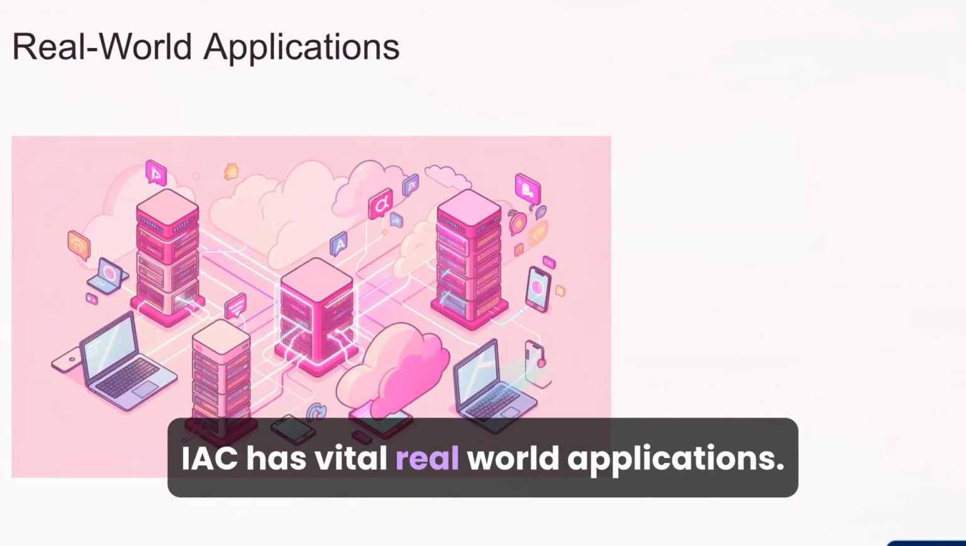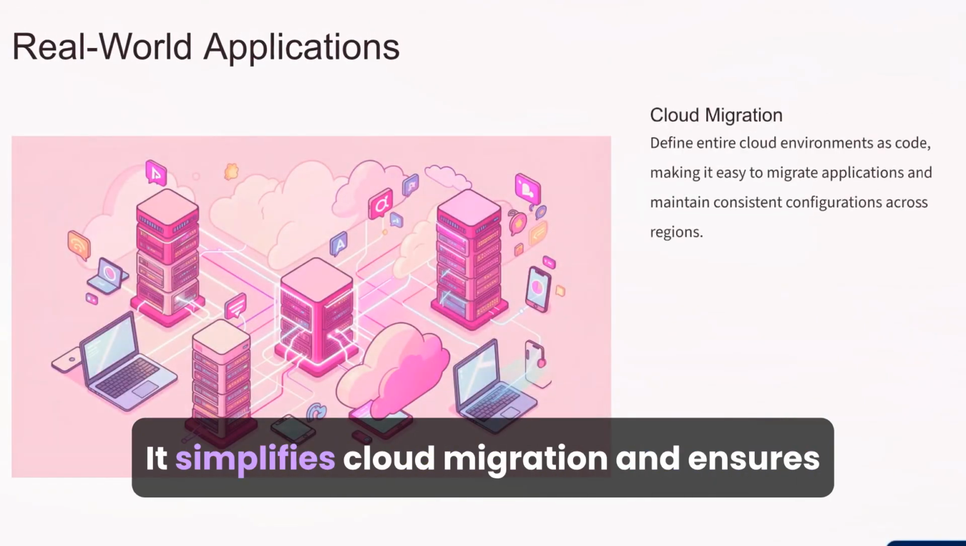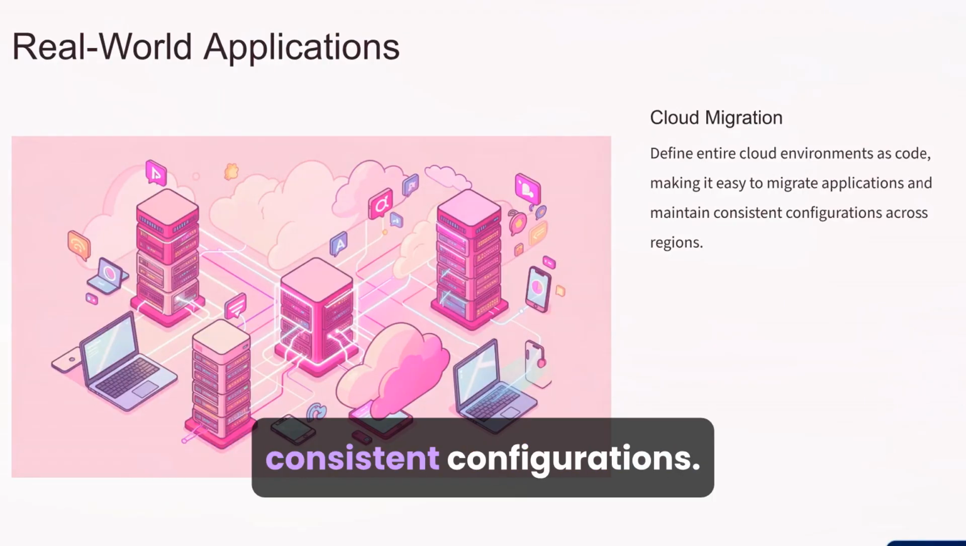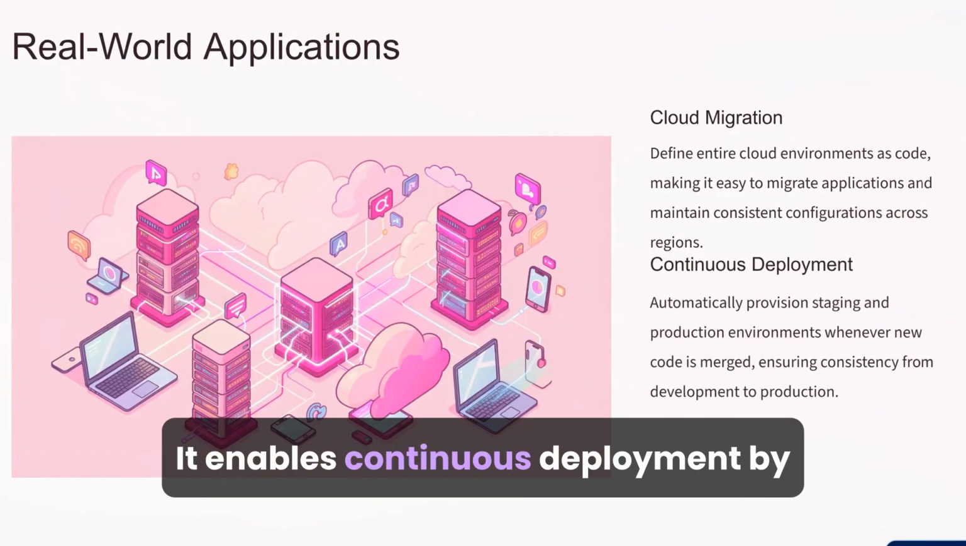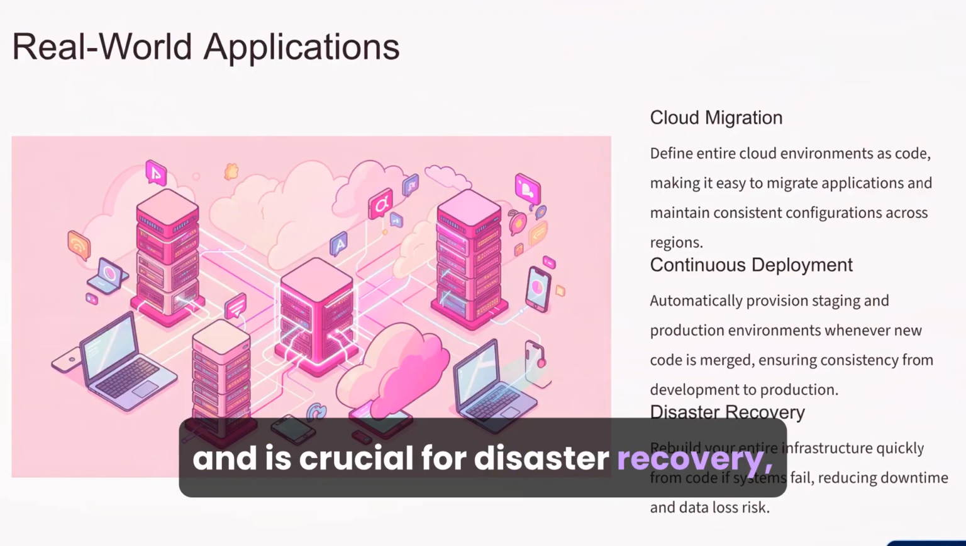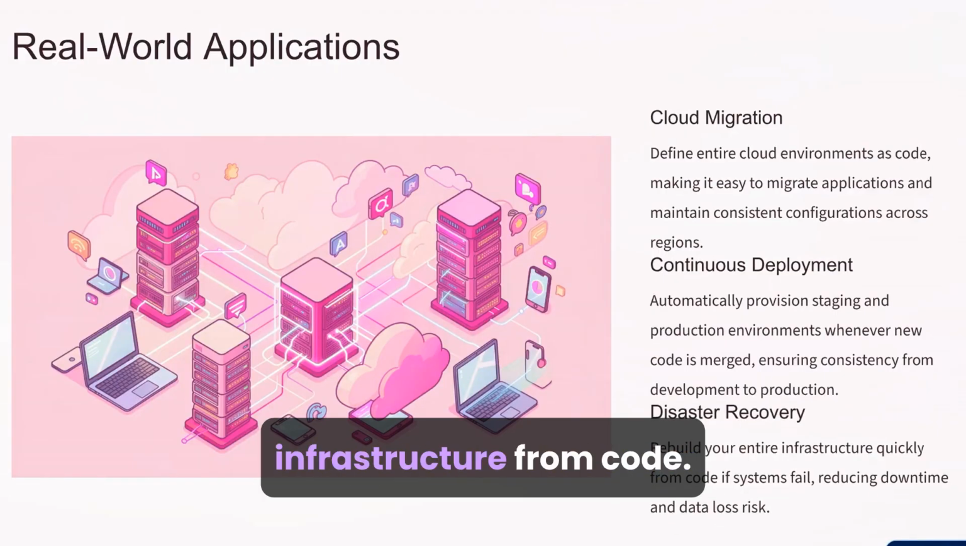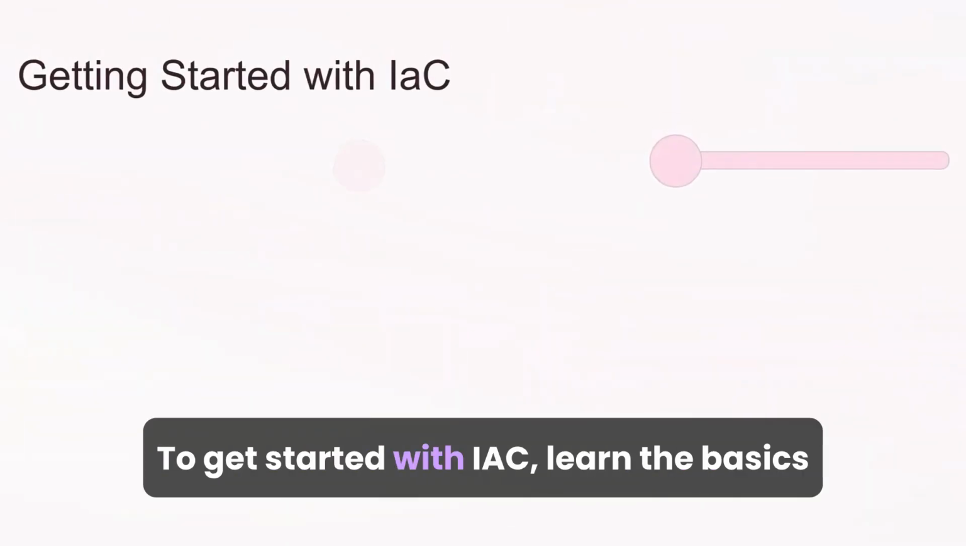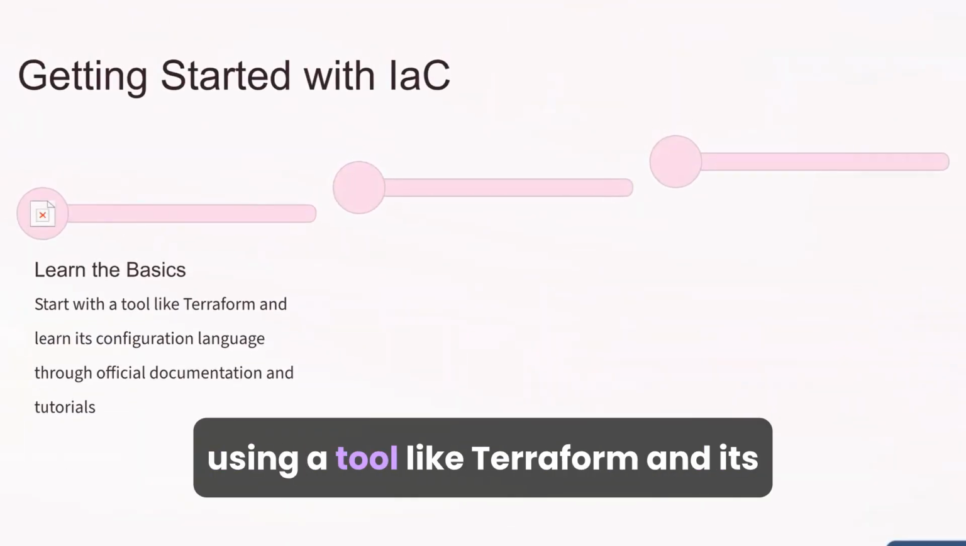IaC has vital real-world applications. It simplifies cloud migration and ensures consistent configurations. It enables continuous deployment by automating environment provisioning and is crucial for disaster recovery, allowing quick rebuilding of infrastructure from code. To get started with IaC, learn the basics using a tool like Terraform and its documentation.